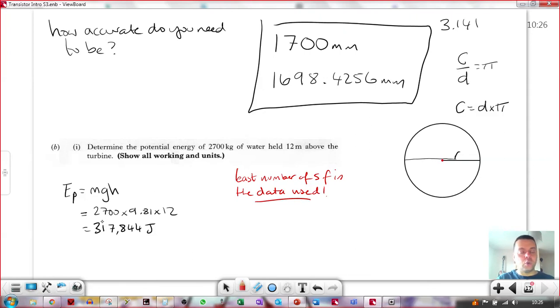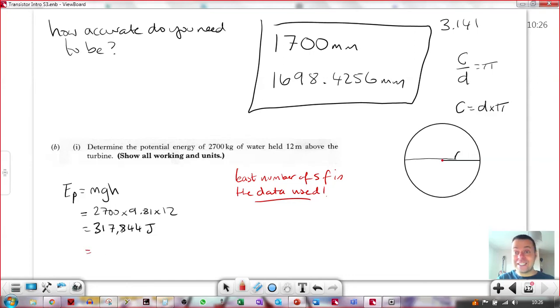So this value's got 2 significant figures. This value's got 3 significant figures. This value's got 2 significant figures. The least value of all those, 2, 3 and 2, is 2. That tells me how many significant figures to round to. I've got to round this to the least that I'm given in the data. So this has only got 2 significant figures, and this has only got 2 significant figures. I need to round this to 2 significant figures.